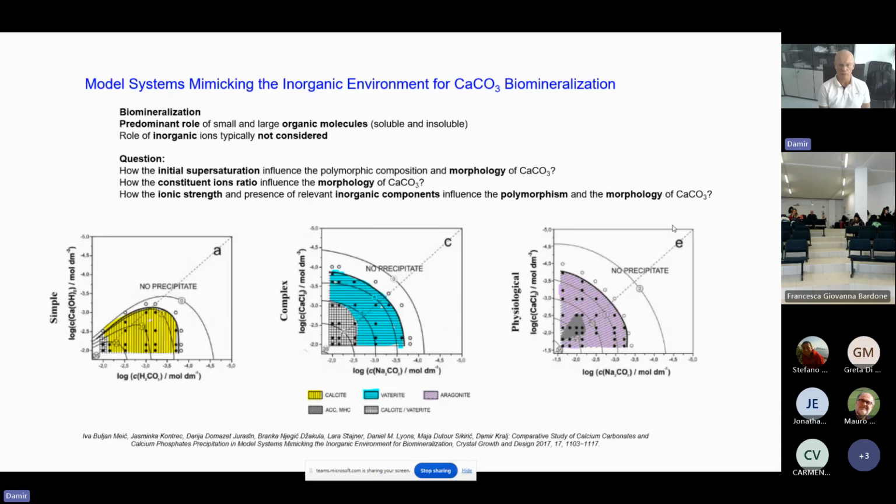So here you can see 3 precipitation diagrams. I showed in the introductory lectures schematically the precipitation diagram, which has very straight lines which connect identical supersaturation. Here we have 3 systems called simple, complex, and so-called physiological system, in which we succeeded in producing pure calcite. This is the red one. Blue is vaterite and aragonite, just by using different inorganic components.